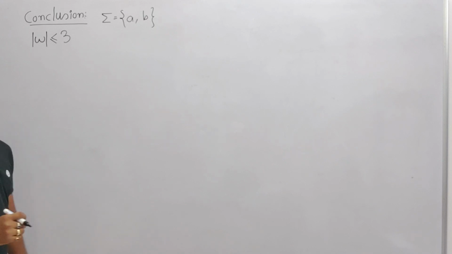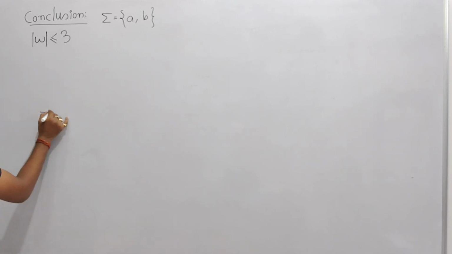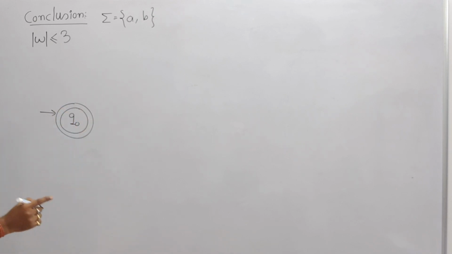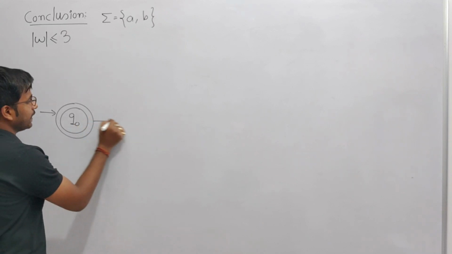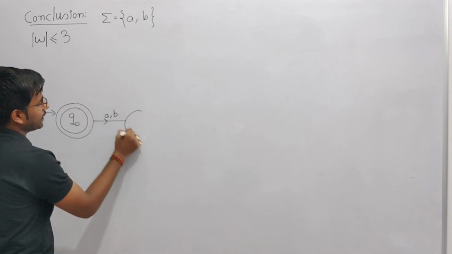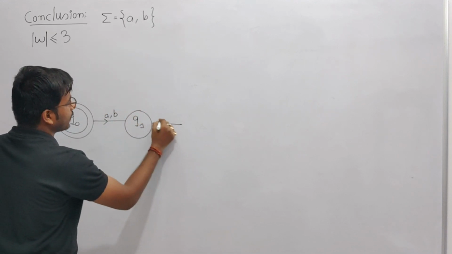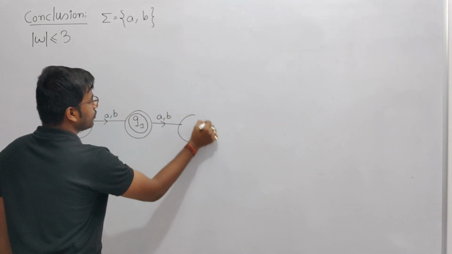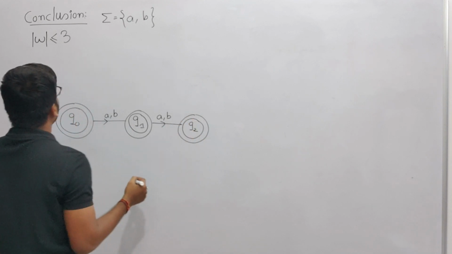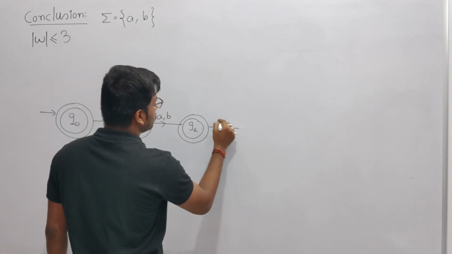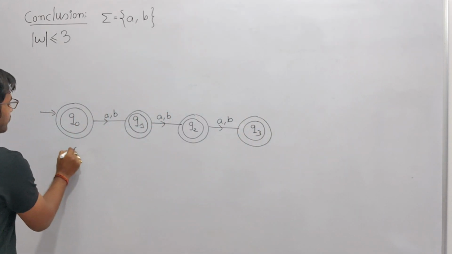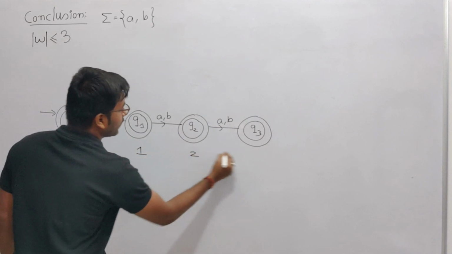Now see, when length is smaller than or equal to 3, you have to make the initial state a final state, because epsilon belongs to this language, and whenever you have to accept epsilon, in most cases we make the initial state a final state. Now by getting either a comma b, the length is 1, accepted. Again a comma b, length is 2, accepted. Again a comma b, length is 3, accepted. Length 0, 1, 2, 3 are all accepted.